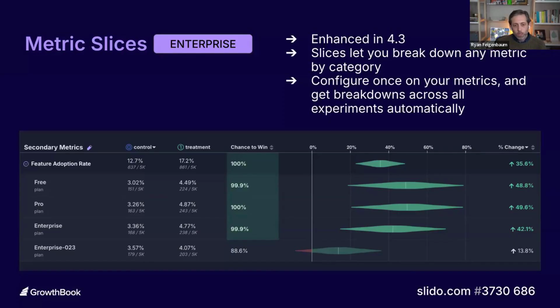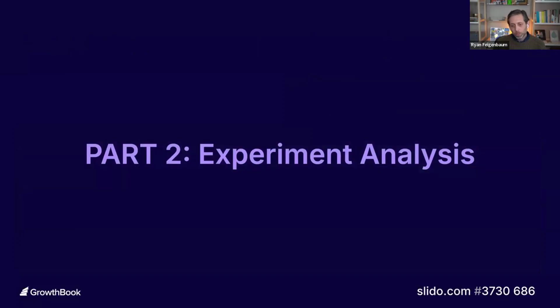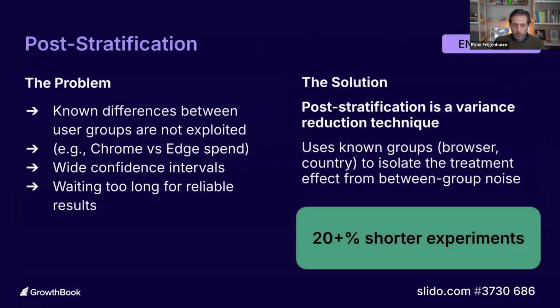Let's move on to now the second part, experiment analysis. And this is where we really get a brand new feature in GrowthBook that's very cool. And this is post-stratification. And this is, again, an enterprise feature. I'll give the basic definition that it's a variance reduction technique that helps you to get tighter confidence intervals and get to results faster.